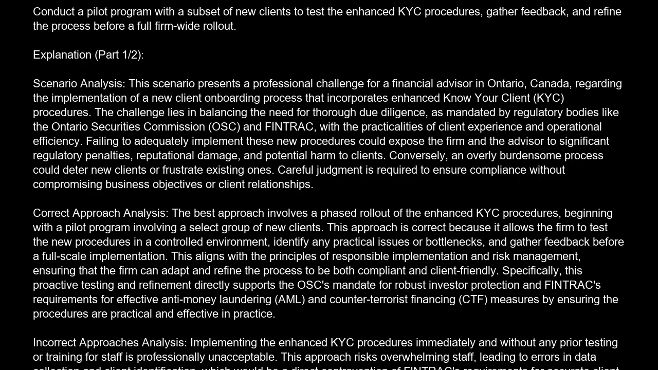This aligns with the principles of responsible implementation and risk management, ensuring that the firm can adapt and refine the process to be both compliant and client-friendly. Specifically, this proactive testing and refinement directly supports the OSC's mandate for robust investor protection and FINTRAC requirements for effective anti-money laundering (AML) and counter-terrorist financing (CTF) measures by ensuring the procedures are practical and effective in practice.